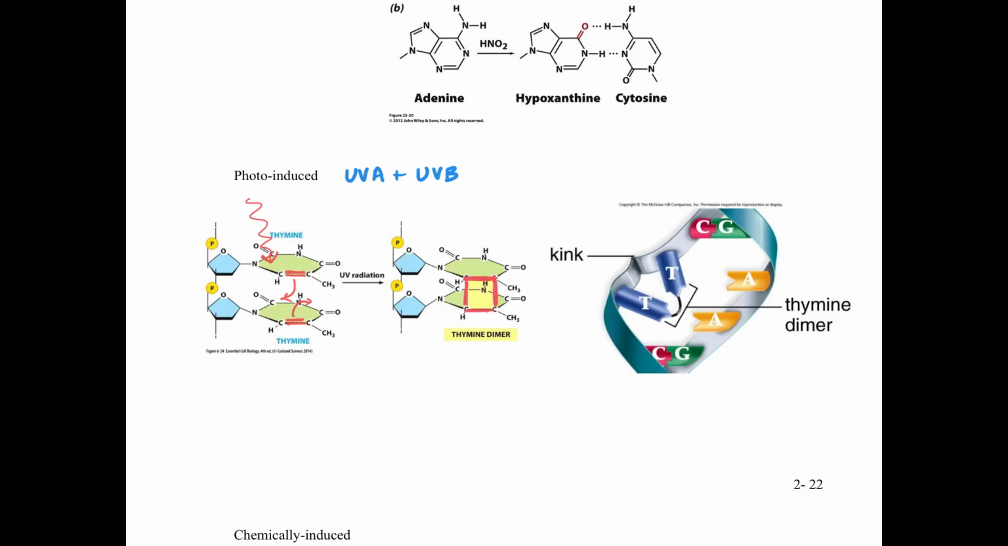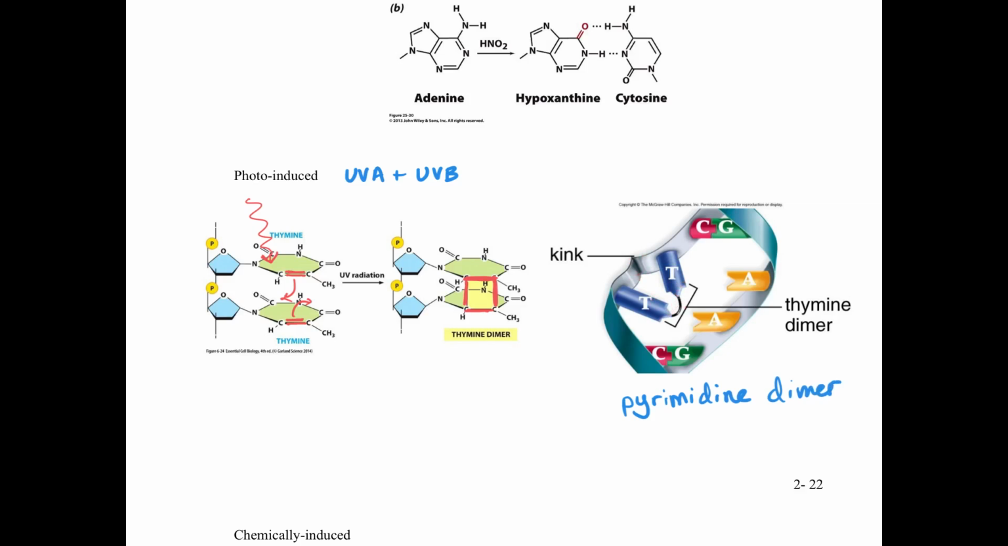And I've never found a really good figure for this, but this is going to have to do. We end up with what's called a thymine dimer, or more broadly, a pyrimidine dimer, because it can happen with C as well. And what that is, as you can see here, is a situation where two thymines right next to each other are linked to each other, and this causes a kink, a deformation of the backbone.